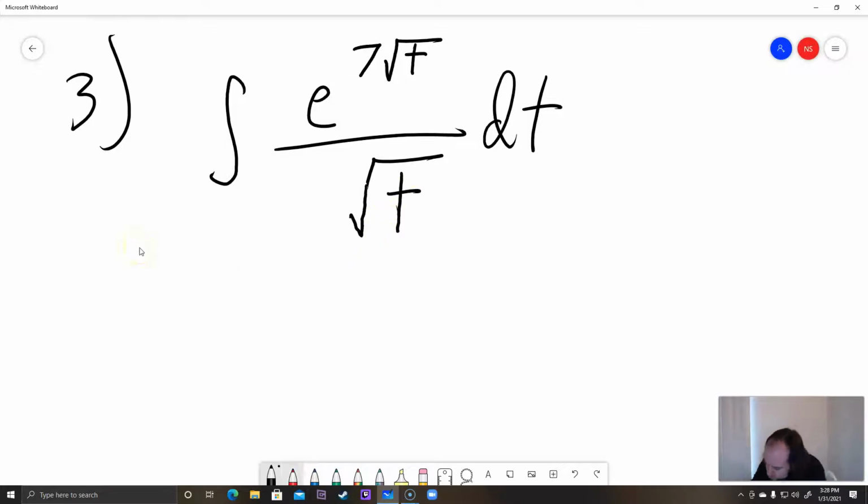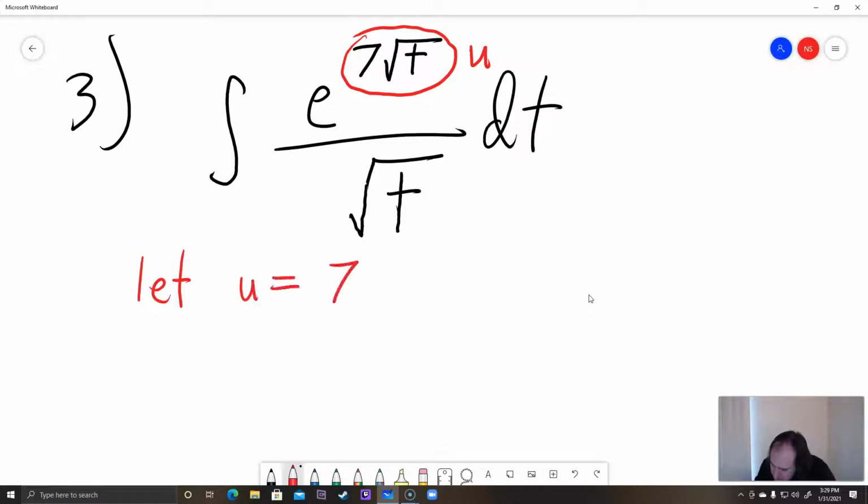But I'm just going to go ahead and choose u to be 7 root t, because I know the derivative of root t is going to move the root t to the bottom, and it's going to cancel out with this root t on the bottom. You'll see what I mean in just a second. So we're going to let u equal 7 root t.